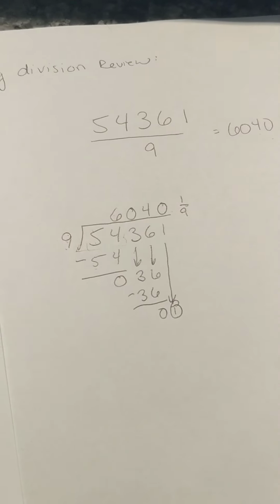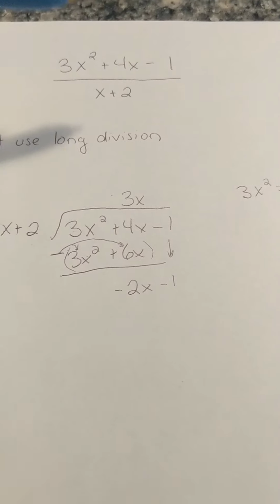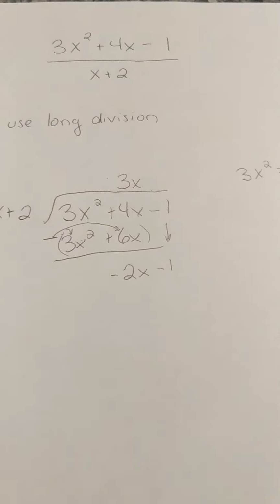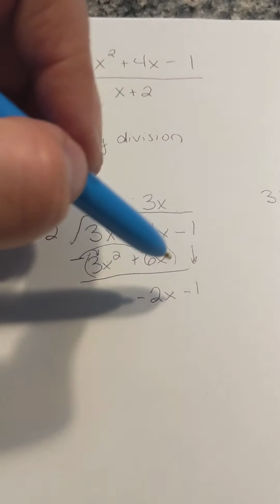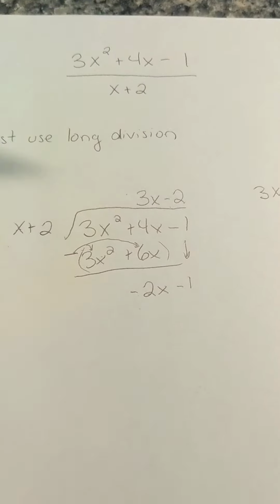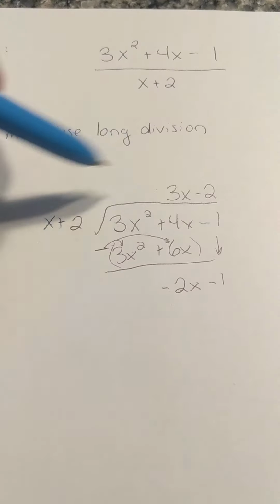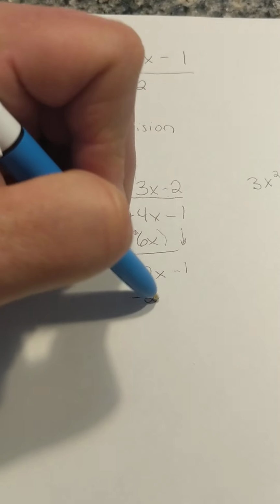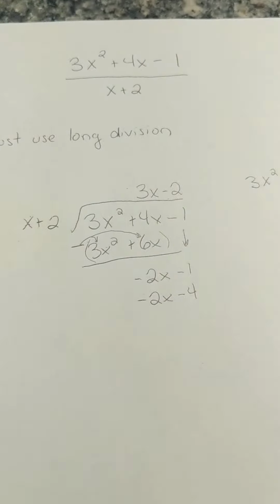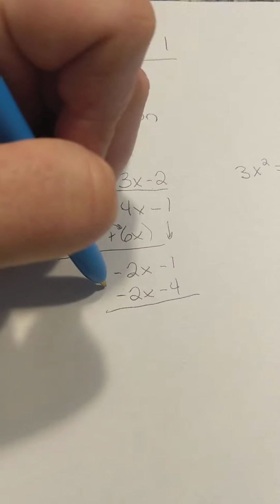Much like over here where I brought down the next digit, I'm going to bring down the next term. And now we restart the process. x times what gives me negative 2x? Well, I don't need to multiply by another x, but I do need that coefficient, so I'm going to multiply by negative 2. And so I have negative 2 times x is negative 2x, and negative 2 times positive 2 is a negative 4. And then I subtract.